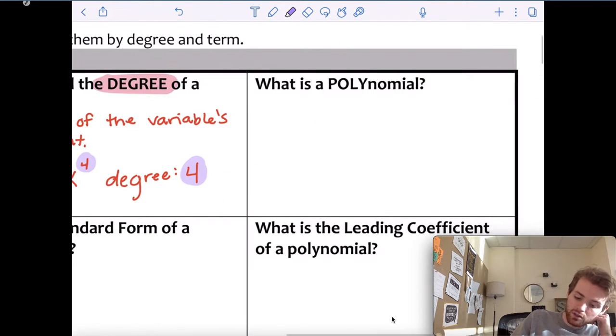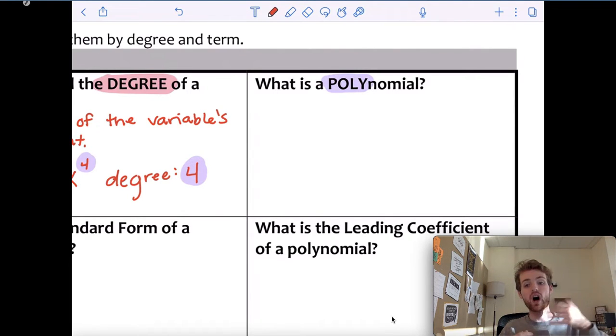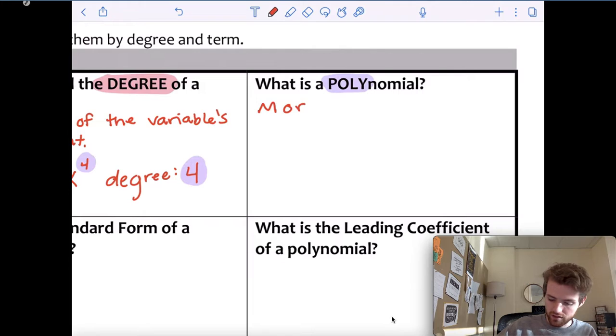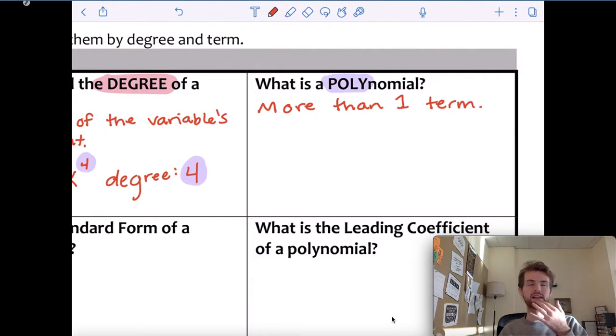A polynomial, this is where things get fun. A polynomial is when we have more than one term. It's really 2 or more, and even later today in this lesson you'll hear that it's actually 4 or more is how we describe it in math, but it's still nice to know more than one.